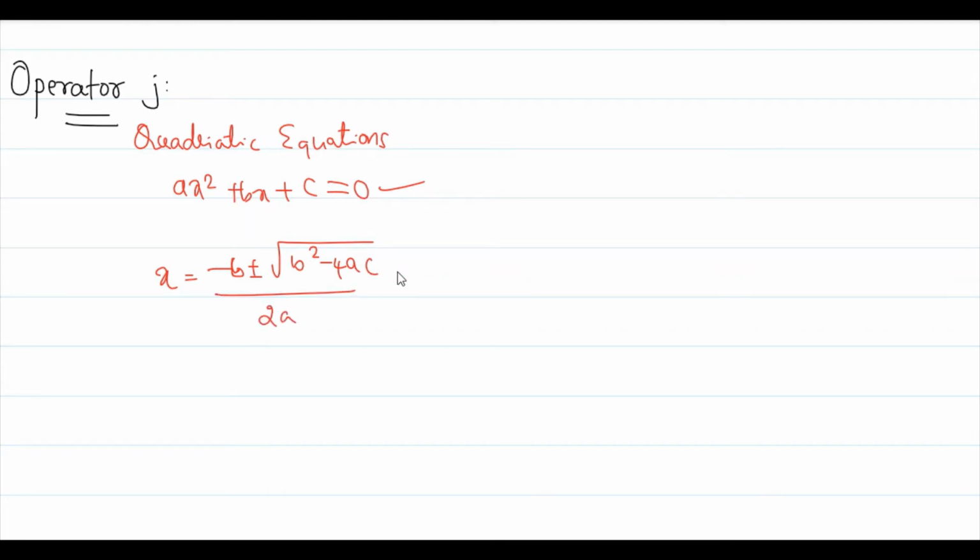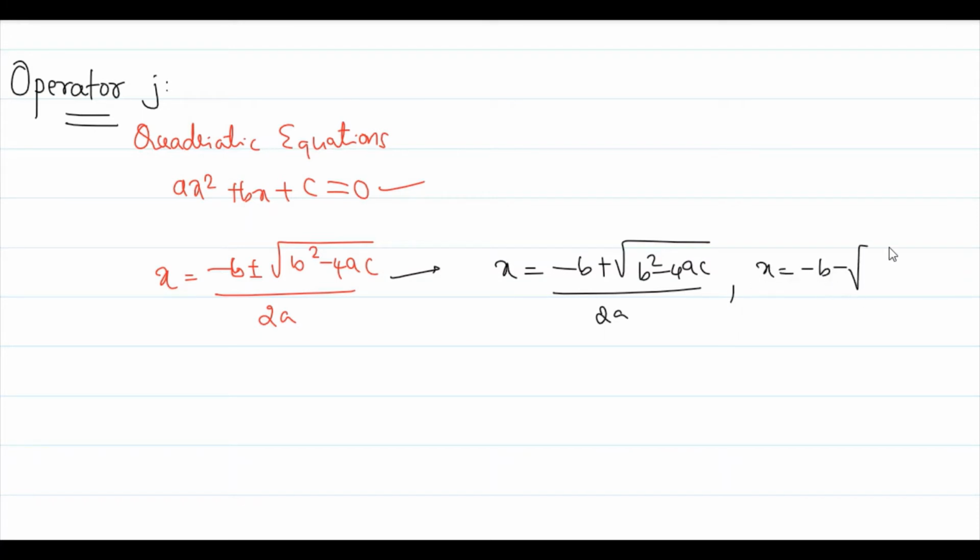So if you calculate these two roots, we get the first root as x is equal to minus b plus square root of b square minus 4ac divided by 2a, and the other root as x is equal to minus b minus square root of b square minus 4ac divided by 2a. So these two are the roots of a quadratic equation.